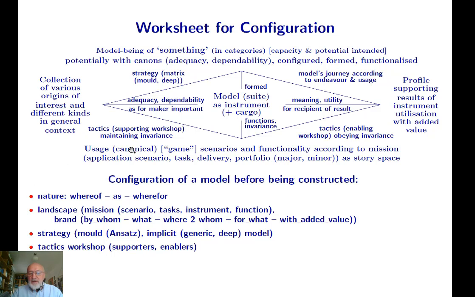We can somehow give this configuration of a model within this kind of diamond as a worksheet for configuration. What are the origins? What are the results we are expecting? What kind of scenarios we have so that the model should function there? And what kind of being we have so that the thing is really formed and usable as a model? What is the strategy behind? What is the tactics for using and enabling our model? And what is maybe the model's journey according to what we would like to have.